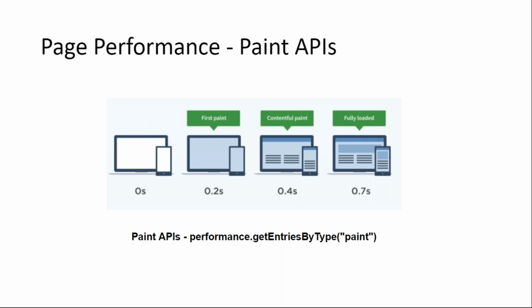It's more from a psychological perspective. Google says that if you can make your first paint as fast as possible, you would be able to make your user stay on that web page without going to another tab. We have a tendency, right? We launch something, and while it comes up, we go to another tab and browse something else.